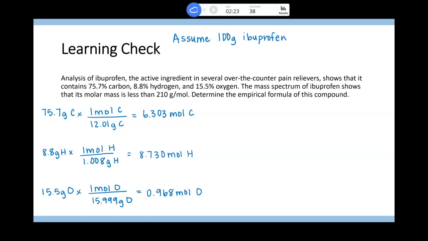This is an example where we have a decimal that's close to a whole number, but not close enough. So 0.999 we assume is 1, we can round to 1. 0.968 we should keep as 0.968. Rounding that up would mess up the molar ratio. It's too far away from 1. Okay, so we have the molar ratio. We can put this into the formula C 6.303, H 8.730, O 0.968.